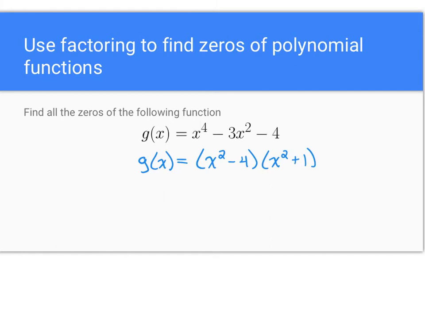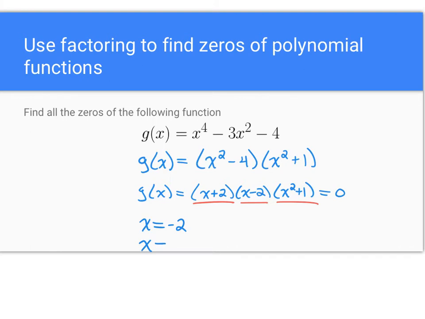At this point, we want to set this, well, we can factor more. G of x is x plus 2 times x minus 2 times x squared plus 1. The difference of two squares factoring. We've got 3 things. 1, 2, 3. X could be negative 2. X could be positive 2. The last part is going to be a little bit different. X squared plus 1 could be 0, which means x squared could be negative 1.